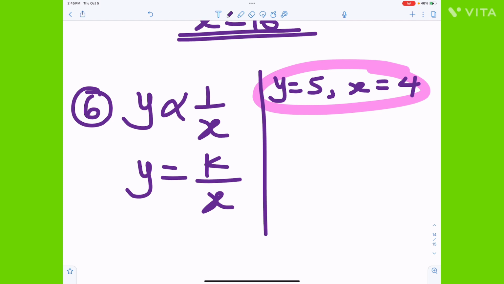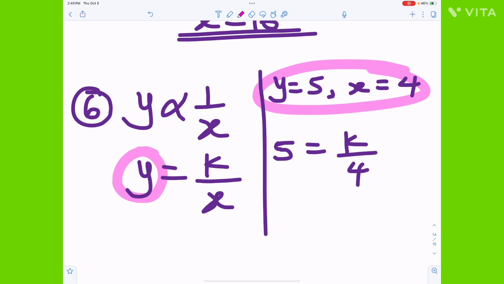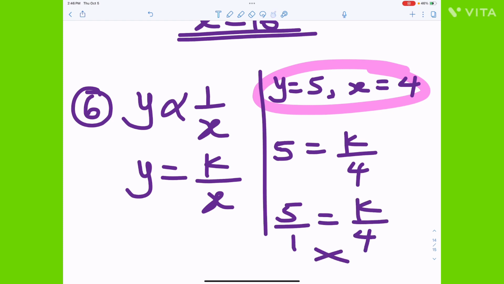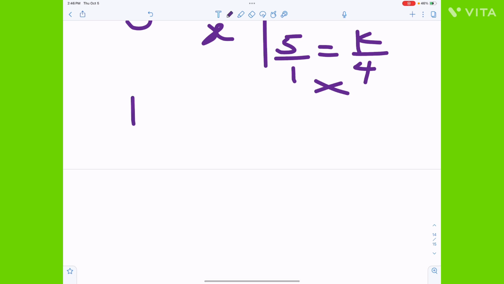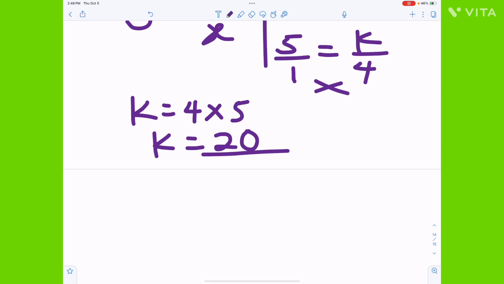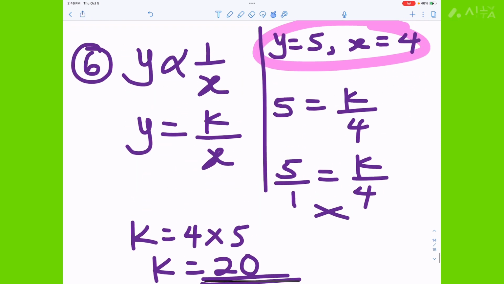So we go ahead and say this means 5 is equal to k over 4. I'm coming from y is equal to k over x, and I know the value of y as 5 when x is 4. When I simplify that, 5 over 1 is k over 4, and on cross multiplying, k is equal to 4 times 5. K is equal to 20.